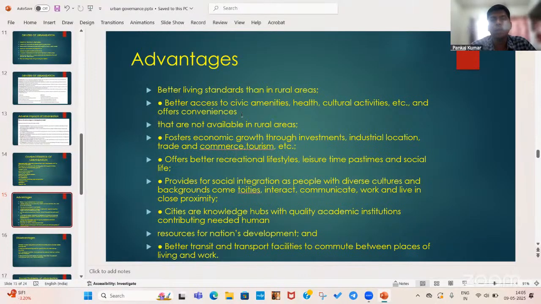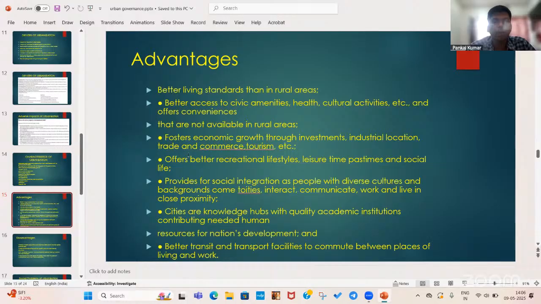For example, better schools, better hospitals, better access to civic amenities like parks, marriage halls, and better infrastructure, cultural activities. And there are some conveniences which are not easily available in rural areas, that you also get, like movie theaters for entertainment. These are the amenities which are not easily available in rural areas.